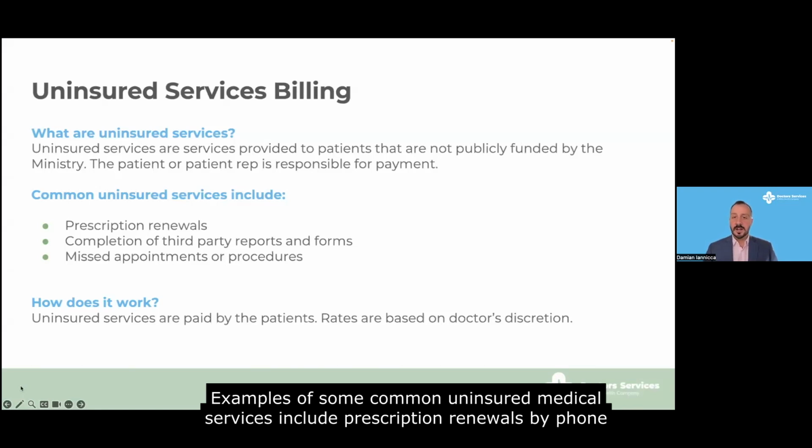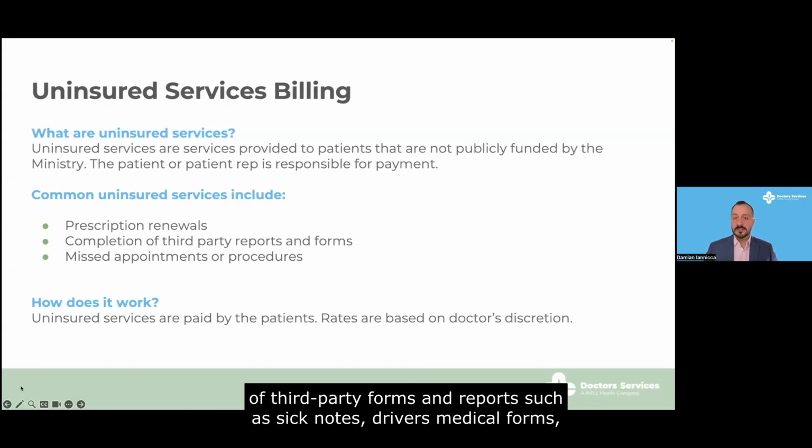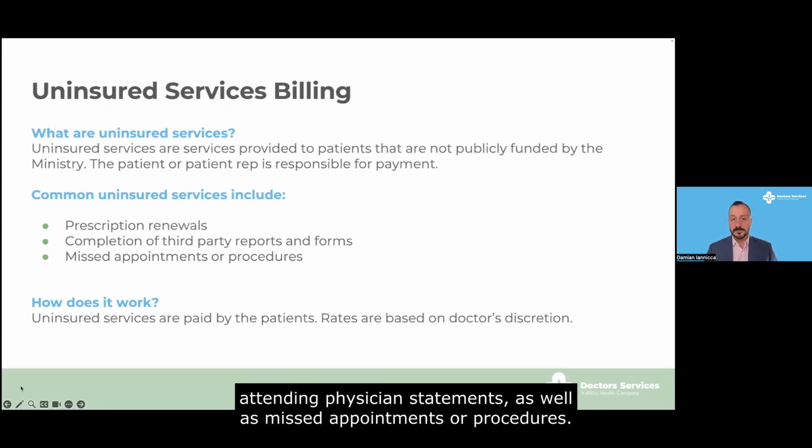Examples of some common uninsured medical services include prescription renewals by phone or fax when requested by the patient or received from the pharmacy, completion of third-party forms and reports, such as sick notes, driver's medical forms, attending physician statements, as well as missed appointments or procedures.